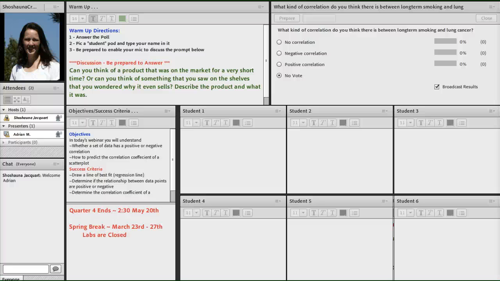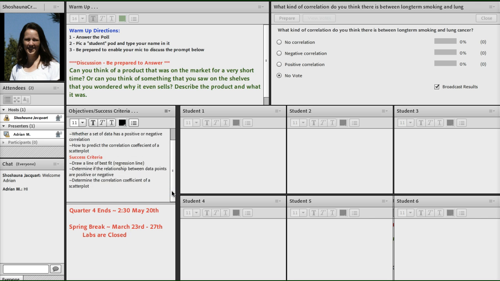It's our webinar. We're going to be talking about correlation and correlation coefficient. Our objectives today are to better understand whether a set of data has a positive or negative correlation, and if it has correlation, what's the correlation coefficient, and to also just predict and guess and get a sense of that correlation coefficient. Then our success criteria will be drawing a line of best fit, determining the relationship between data points, and then determining the correlation coefficient of a scatter plot.